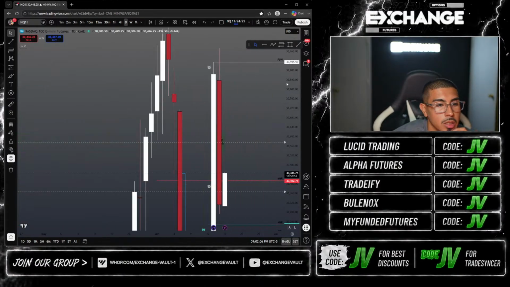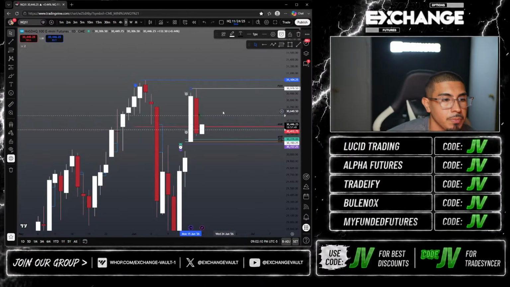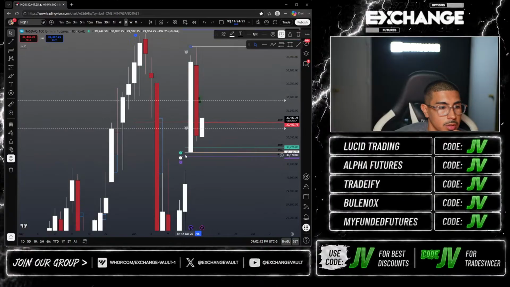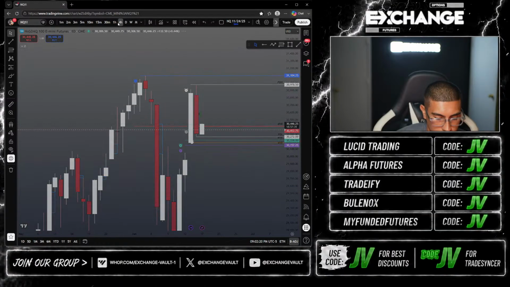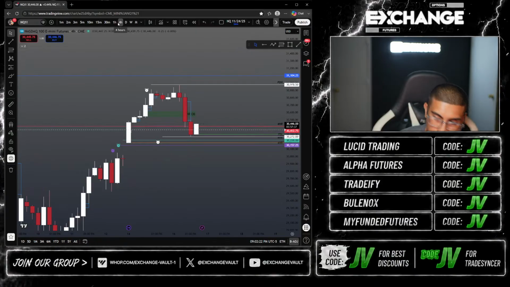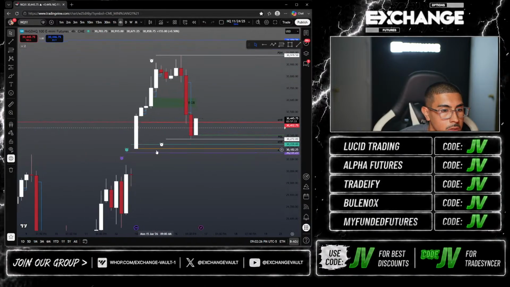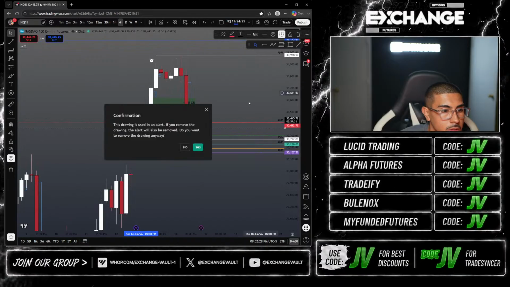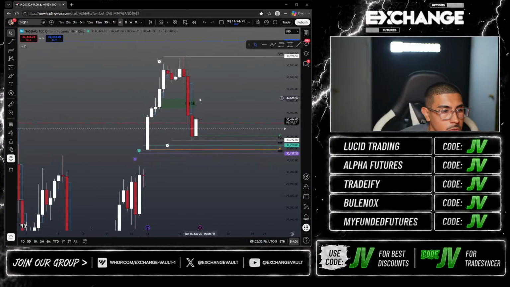Okay, let's just get the daily. Let's mark up our previous day high and previous day low real quick. Let's remove this, and go into our 4 hour. All right, let's check out our 4 hour time frame here. We already hit this. Remove this. That's the monthly open.